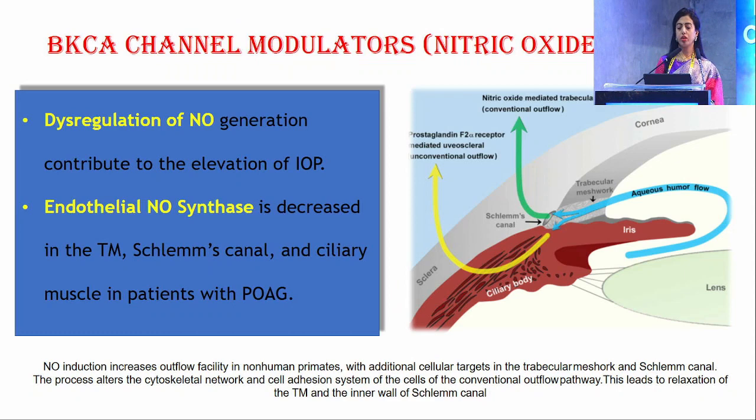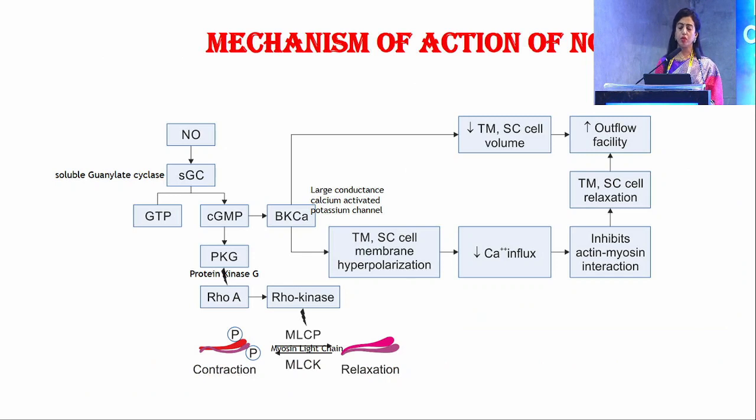Next, the BCKA channel modulators are the nitric oxide donors. Normally, nitric oxide synthase is decreased in the trabecular meshwork, Schlemm's canal and ciliary muscle in patients with POAG. So dysregulation of nitric oxide generation contributes to the elevation of intraocular pressure. These donors provide nitric oxide, which causes trabecular meshwork and Schlemm's canal cell membrane hyperpolarization, as you can see here. Hyperpolarization decreases calcium influx, inhibits the actin and myosin interaction, and relaxes the trabecular meshwork and the Schlemm's canal, increasing outflow facility.